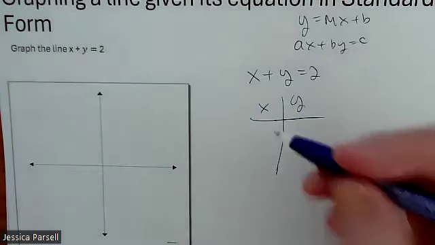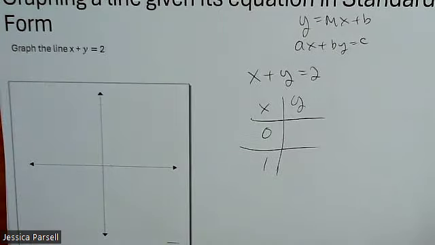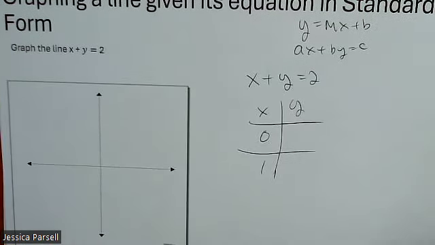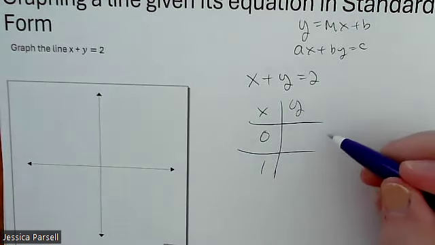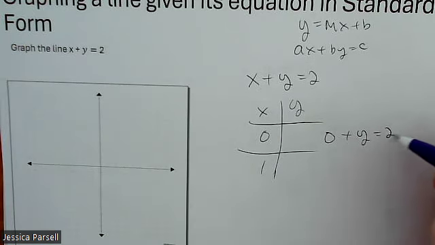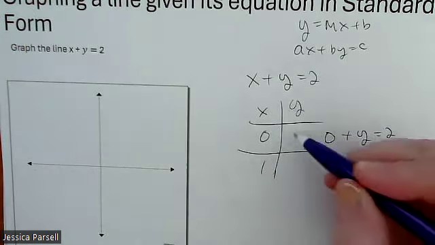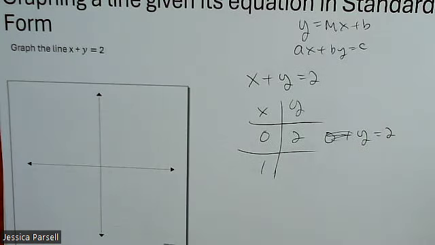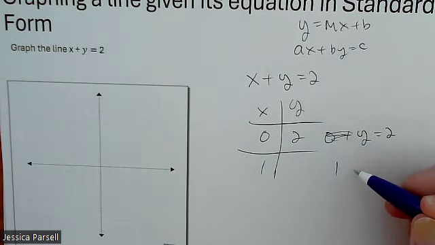Okay, so I'm going to put a 0 and maybe a 1 in here. Those are my favorite X values to substitute in. So we're going to put a 0 in for X. So 0 plus what number equals 2? Well, we know it's 2, right? Because that kind of goes away. How about a 1?